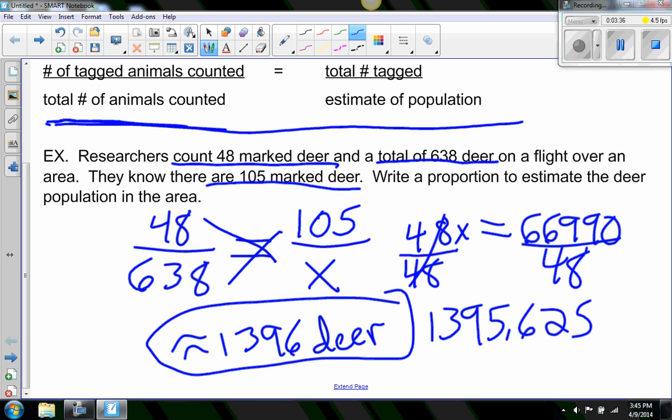Basically it's about half, right? If you look at it, if they counted 48 deer out of 105 that they marked, that's close to a half, right? So then you know that this 638 that they counted has to be about half of what there really is. So you should know that this number would have to be a little over double the 638. So just bring that knowledge with you.